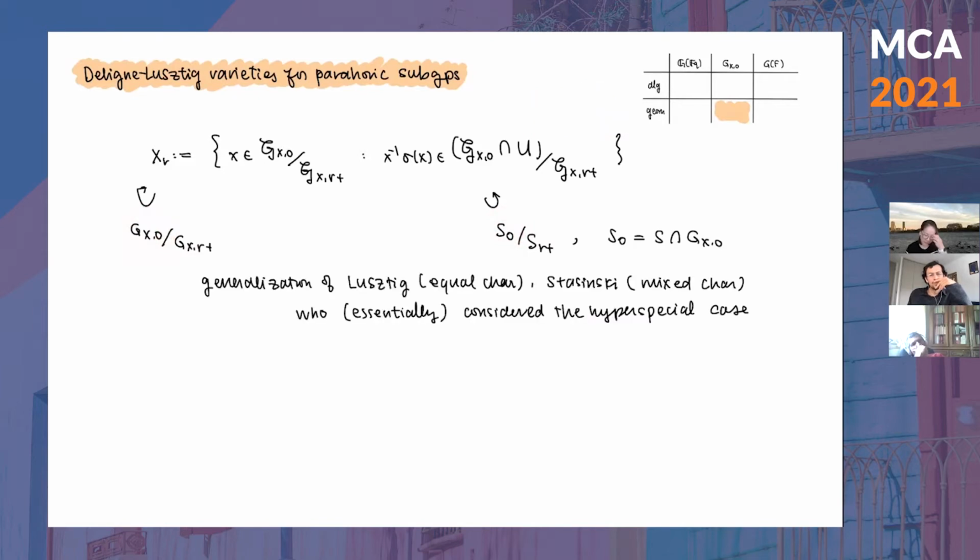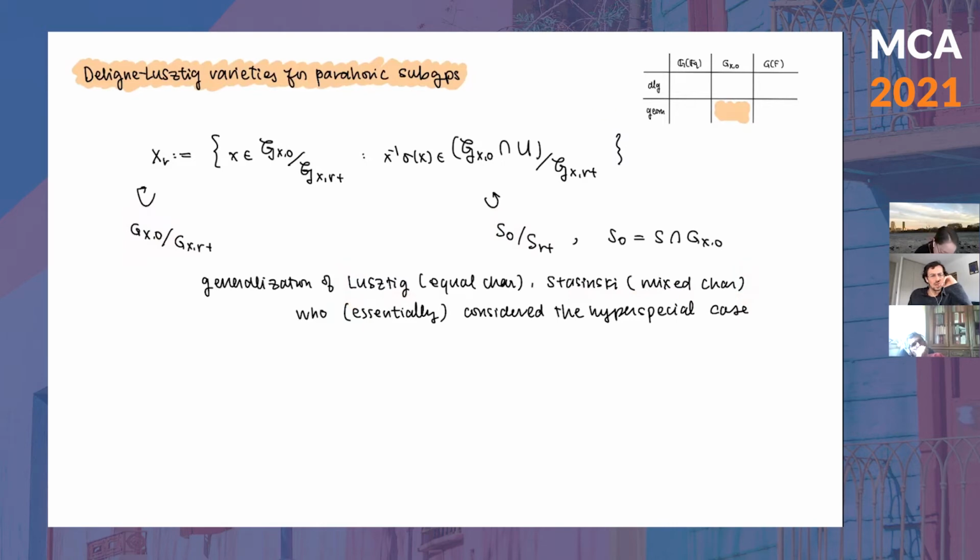Okay. So this XR here is a generalization of a construction that Lustig did in 2005, 2006-ish, in the equi-characteristic setting. So in the case that instead of having QP, you have Laurent series over FP. And then Stasinski a few years later extended this construction to the mixed characteristic setting so that you're allowed to have QP. But both of these works were in essentially the hyperspecial case.